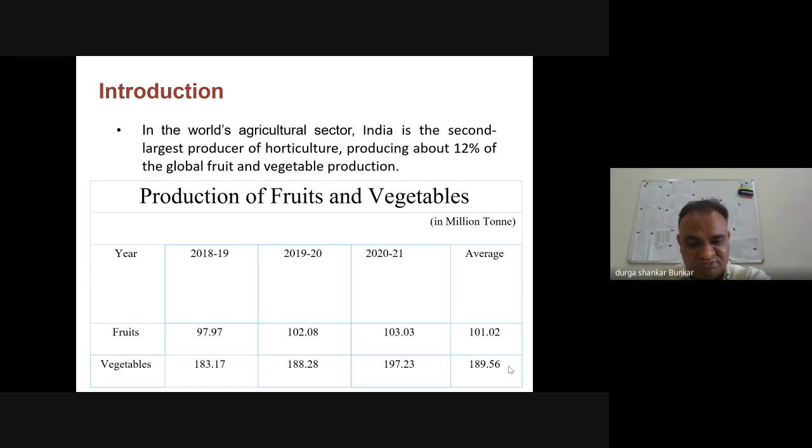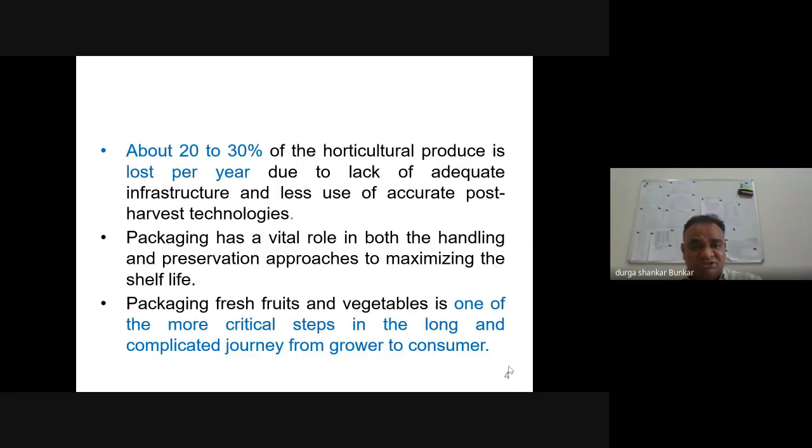Similarly, if we talk about vegetables, we increased from 183 to 197.23 million tons in 2021. This represents an average of 189.56 million tons in terms of vegetable production in India. So we see that worldwide we have a large share in the production of fruit and vegetable, and we have achieved almost second position.